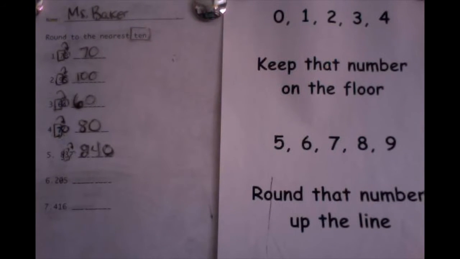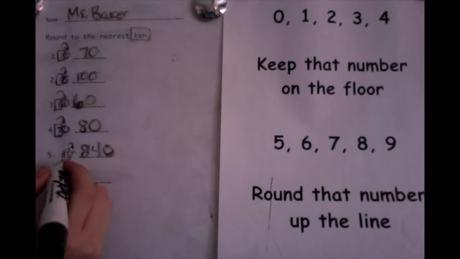Let's keep going. Number 6 says 205. What place value are we rounding? Yes, we're rounding in the tens place. The first thing we need to do is put a box or a square around our tens place here, which is a 0. All right, now we need to look next door.